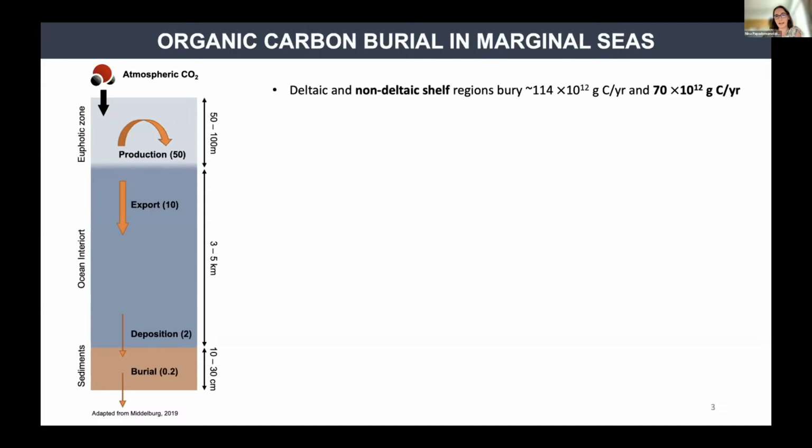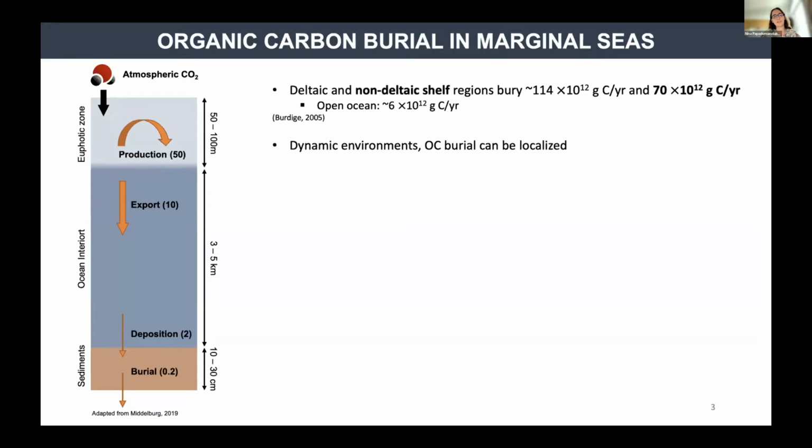Now, most of the burial happens on shelf and in marginal seas. So most of it, or a bigger fraction of it, is in deltaic regions. But outside of that, it's still a very large amount of carbon, especially if you think about what small fraction it is of the original production. And especially when you compare it to the open ocean, which is just a tiny, tiny amount, relatively speaking.